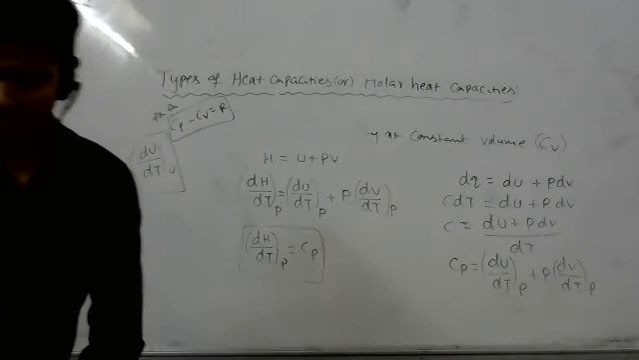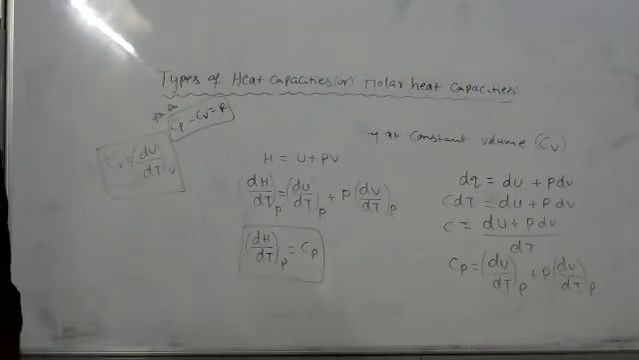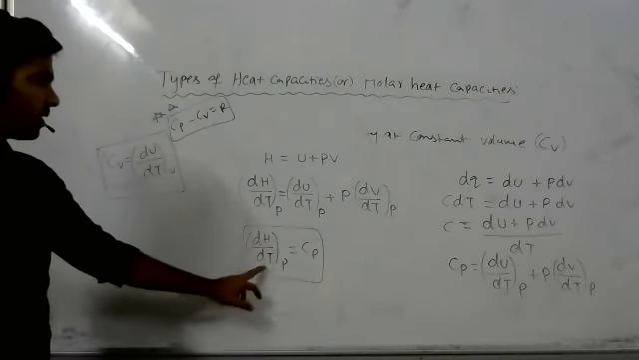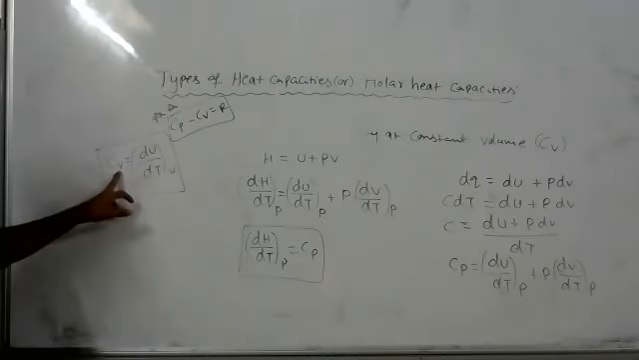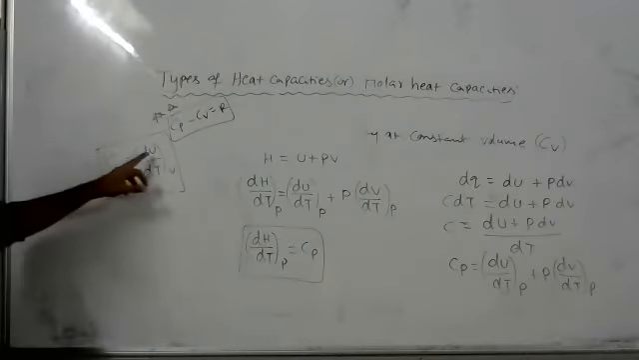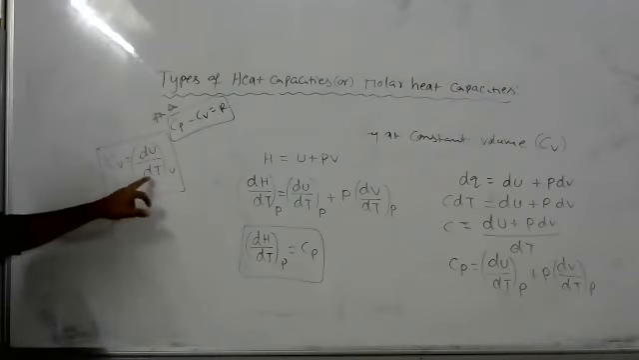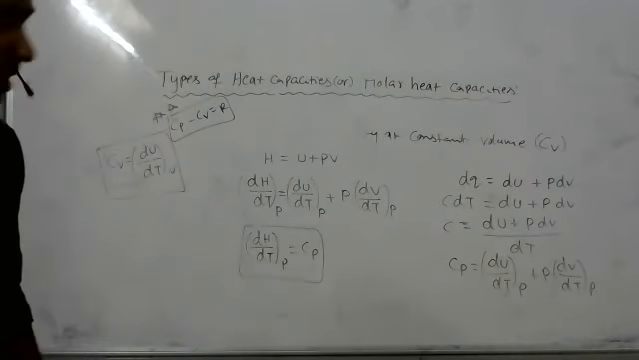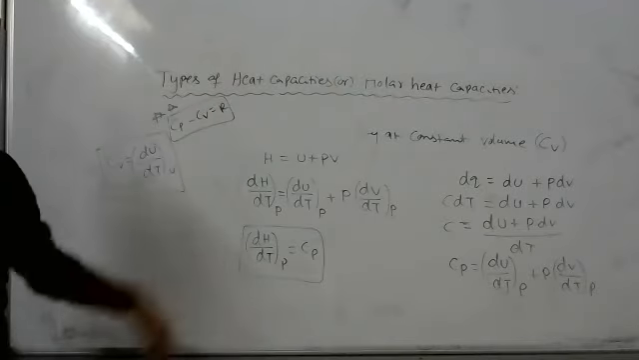So here we may define the heat capacity at constant pressure as the rate of change of enthalpy with the temperature at constant pressure. This is heat capacity at constant volume. We may define it as the rate of change of internal energy of a system with respect to temperature at constant volume. That's the derivation. But this is very useful to derive further: Cp minus Cv is equal to R. This is asked in exams.